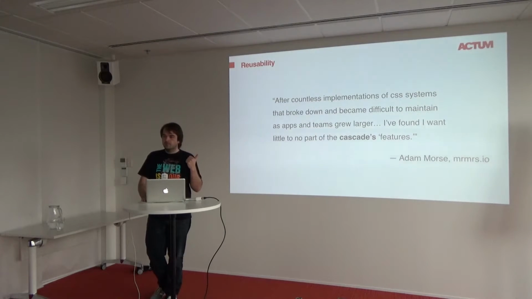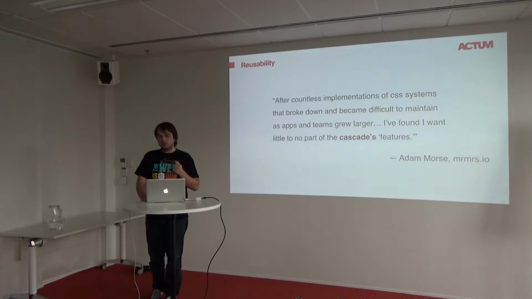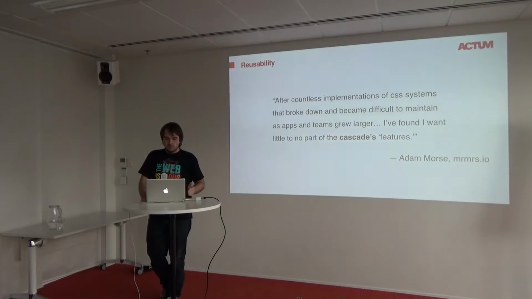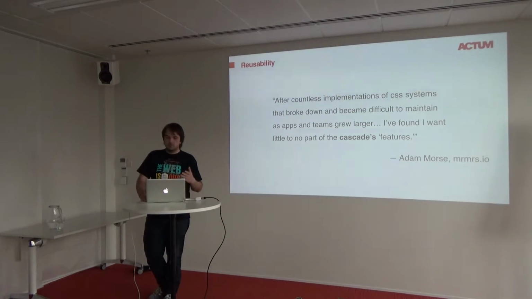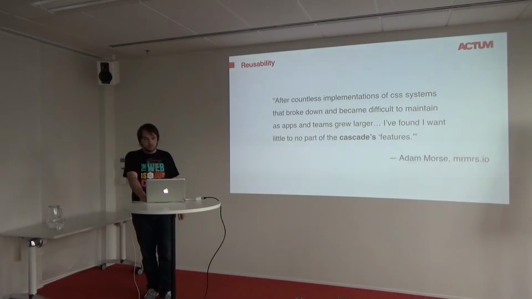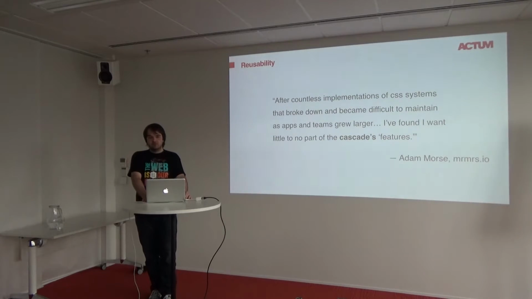Now I want you to remember this quote by Adam Morse: "After countless implementations of CSS systems that broke down and became difficult to maintain as apps and teams grew larger, I found I want little to no part of the Cascade's features." So why is that? We have been taught to use Cascade extensively by Zen Garden and so on, but it turns out it doesn't work, and the best developers in our community don't even like it.